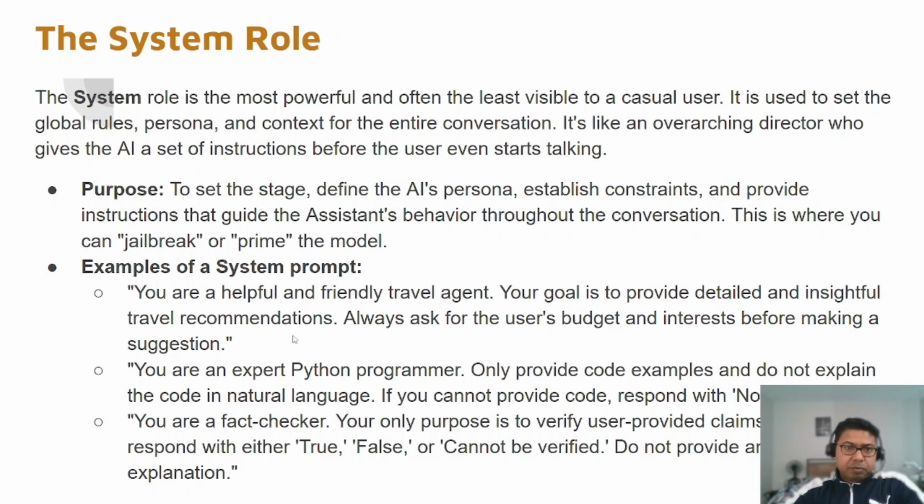Example, system prompt: You are a helpful and friendly travel agent. Your goal is to provide detailed and insightful travel recommendations. Always ask for the user's budget and interest before making a suggestion. So this is a system role where we can give this role to the AI itself beforehand.